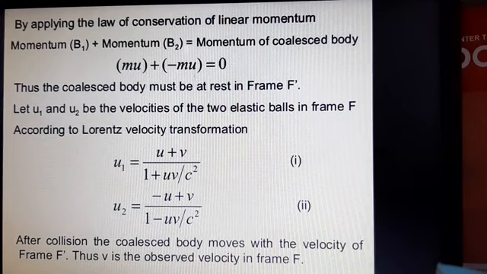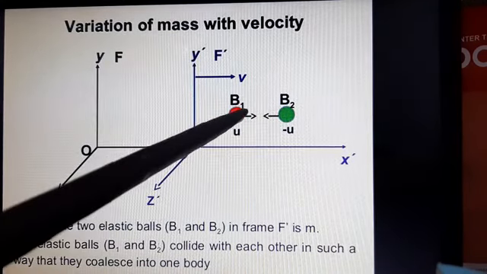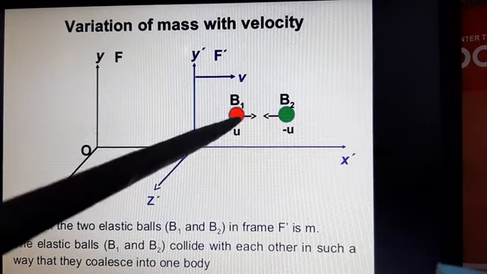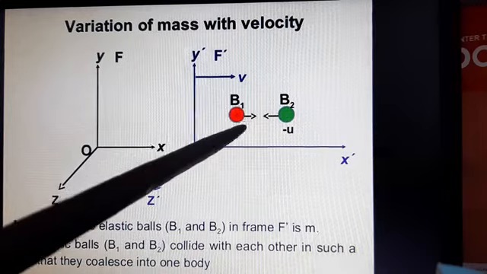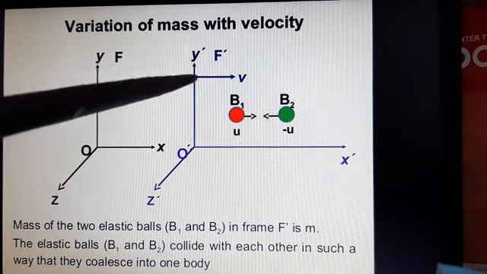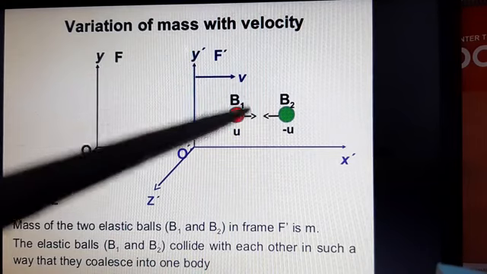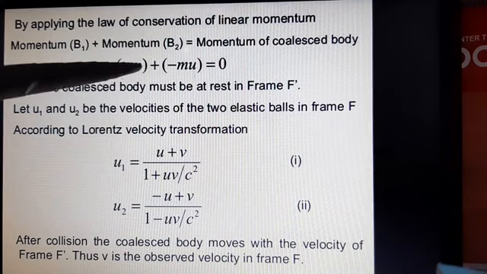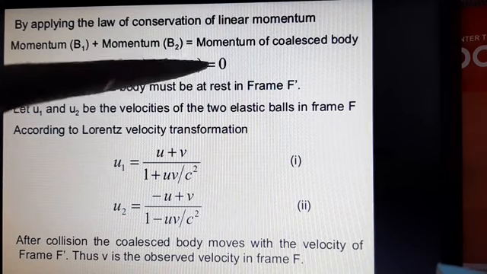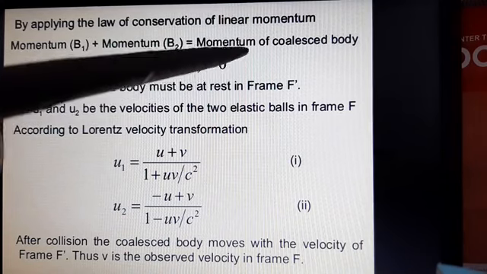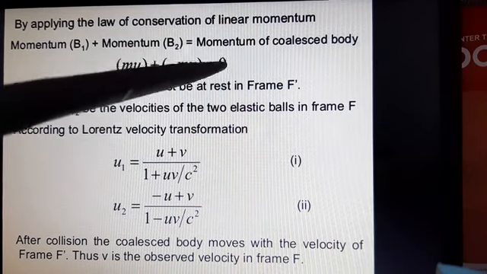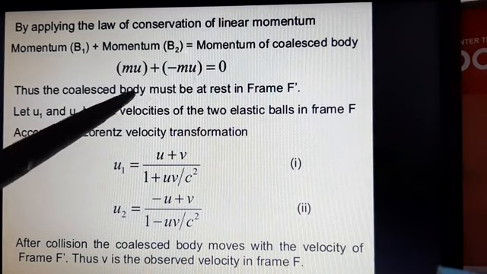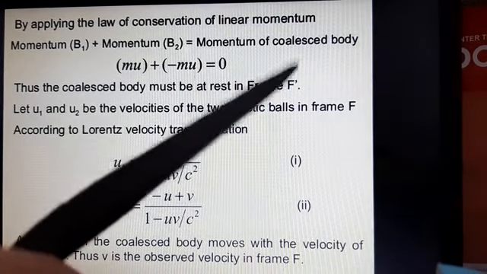So the velocity of the two bodies after collision, with respect to the F dash frame, is 0, because the relative velocity of the particle with respect to the frame which is also moving with velocity v gives a net velocity of 0, and hence this equation is formed. Momentum of the first particle plus momentum of the second particle is equal to the momentum of both particles together, that is m plus m into 0, so 0. Thus the coalesced body must be at rest in frame F dash.